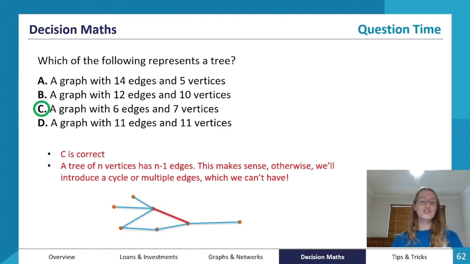But as soon as you introduce an extra edge, it actually no longer becomes a tree because we've introduced a cycle. So we can see here even by visually drawing it, not that we need to, that is our correct answer.